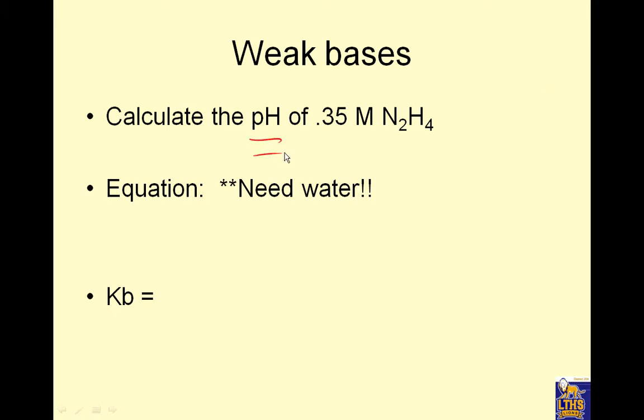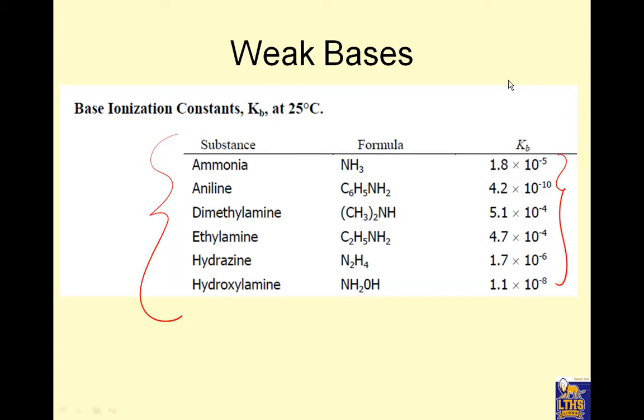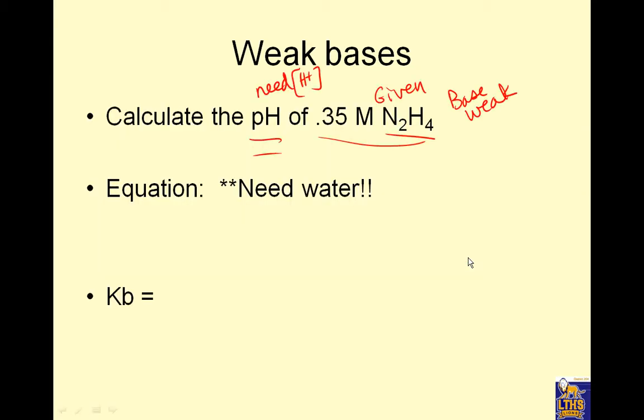Okay, so let's see. Calculate pH. All right. In order to calculate the pH, you need the H+ ion concentration. All right. What do we have? Given N2H4. Wait a second. That's a base, and it's weak. How do I know? Here it is. Hydrazine. Hey, we talked about hydrazine. You guys told me how toxic and poisonous it was. Okay. So its Kb value is 1.7 times 10 to the negative 6.